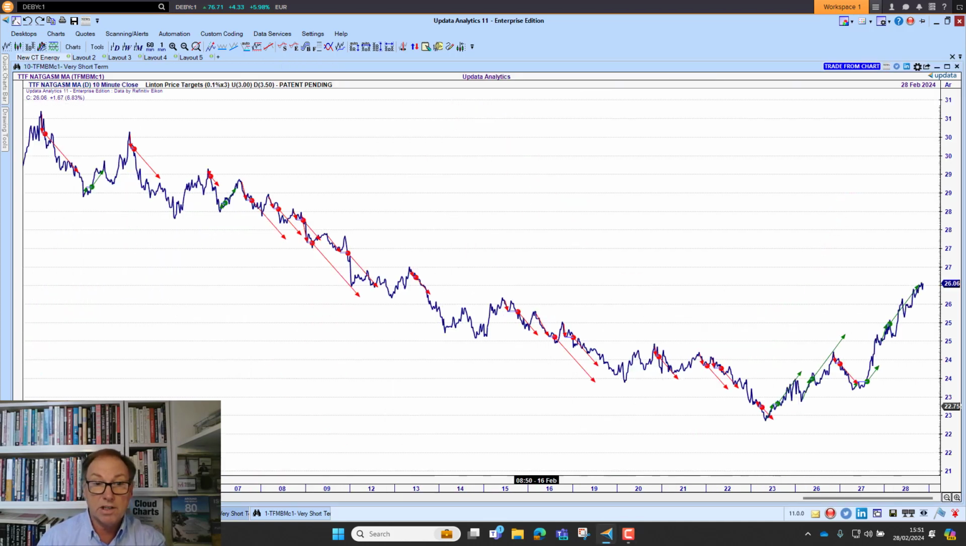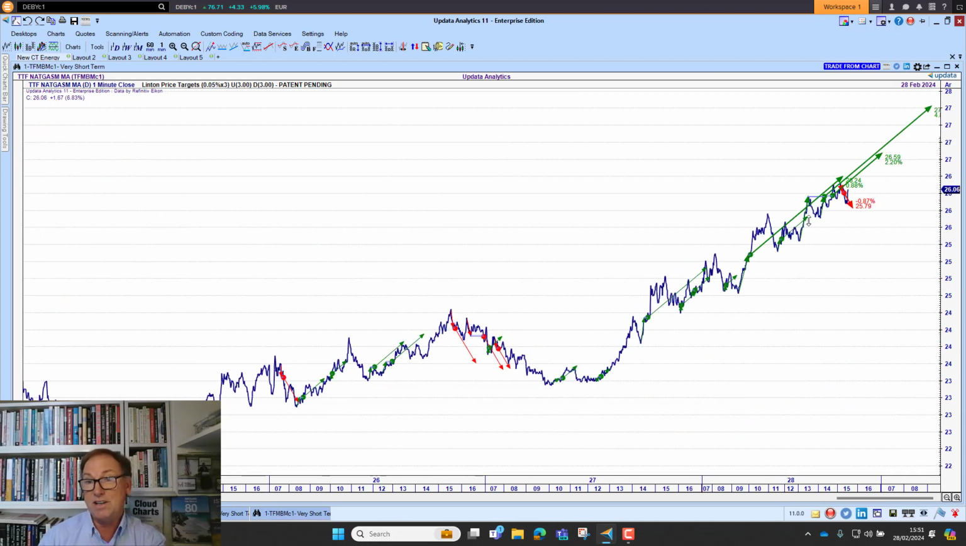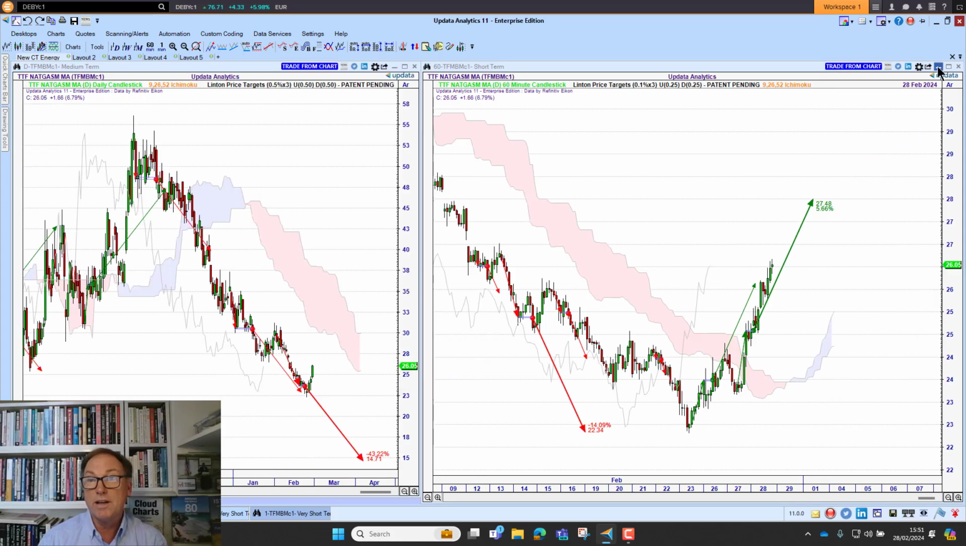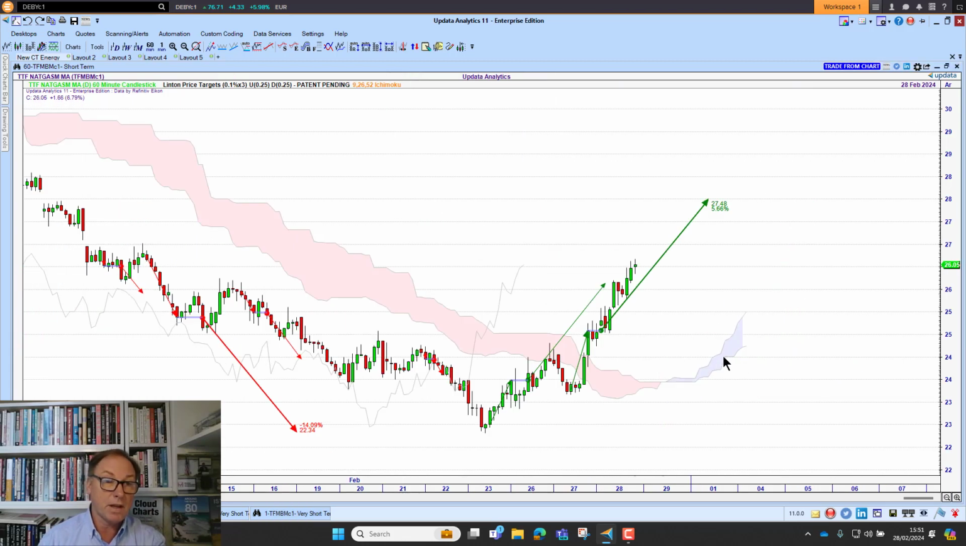And then the 10-minute chart, if we look at that, we've got upside targets that have kicked in today and they've been met. And on the 1-minute chart, these are the targets right now in train. So what I want to have a go at is actually showing you how these targets would work if you were actually using them trading TTF.